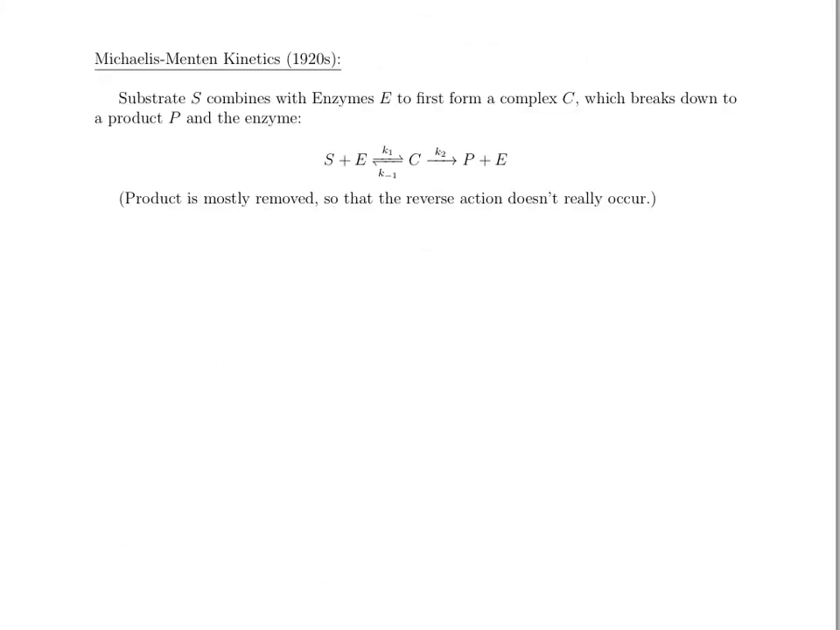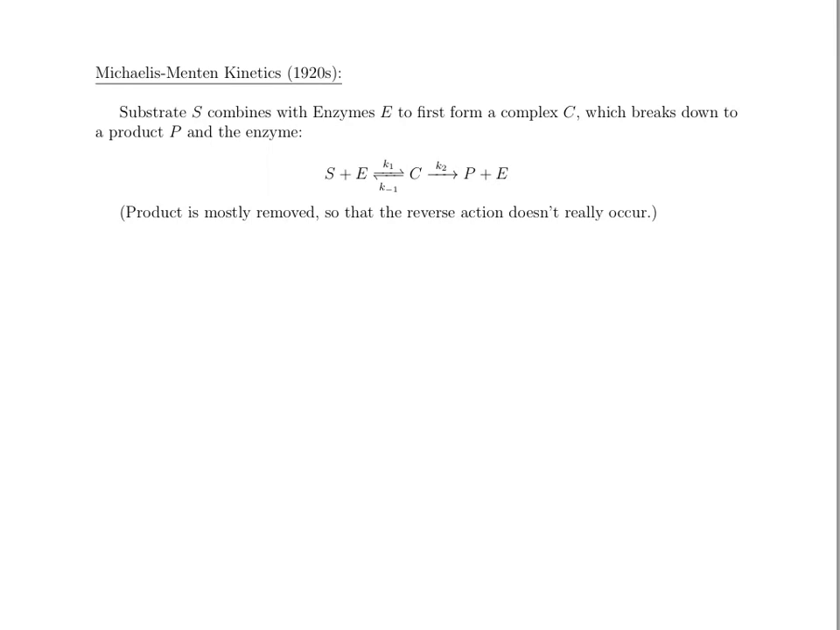So in the 1920s, Michaelis, who was a German biochemist, and Menten, who was a Canadian physician, decided to look at what happens when the enzyme really comes into play in a chemical reaction. And so what they noticed was that a substrate combines with the enzyme to first form a complex, this new molecule, and then that molecule is what breaks down into the product and releases the enzyme back into play. And so let's take that into consideration when we build our equations.